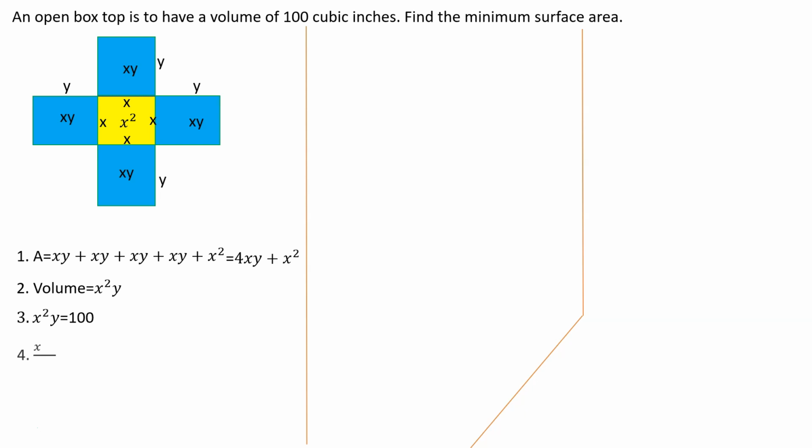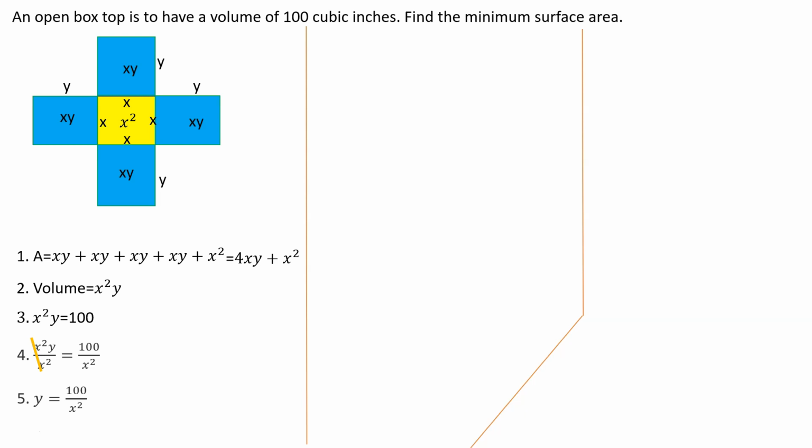Now, from there, what we can do is the following. We can divide both sides by x squared, so it becomes 100 over x squared. This is assuming that x is not equal to 0, because that would give a 0 squared, which is not defined in terms of division. And I'm doing that because now I can say the following. I'm going to cancel off the x squared on the left side, and I'm going to have y equals 100 over x squared, and I can take 100 over x squared and plug it into the basic 4xy plus x squared.